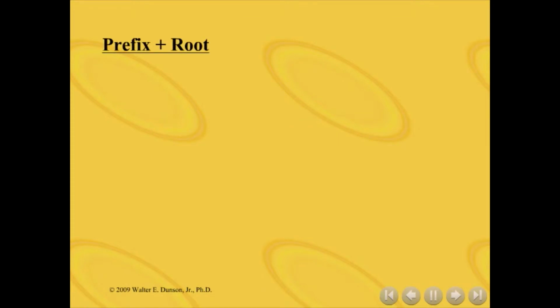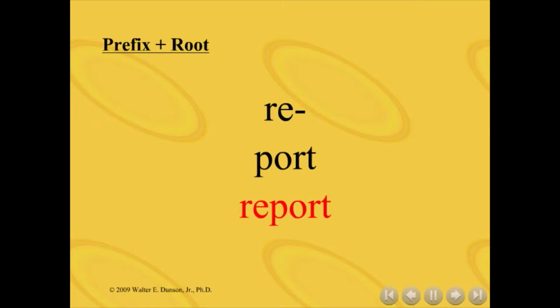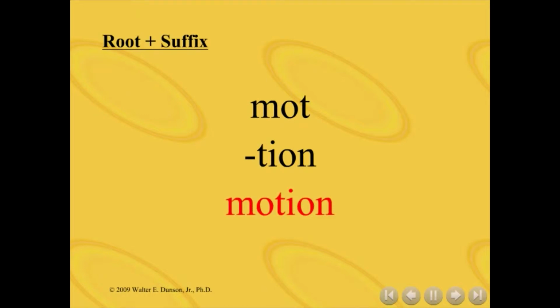An example of a prefix plus a root: we have the prefix re, which means back or again. The root port, which means to carry. Combine them, we get report, which means to carry back. Example of root plus suffix: we have the Latinate root mote, which means to move, plus the suffix shun, which means the result of an action. We combine them, we get the word motion, which means the result of moving.